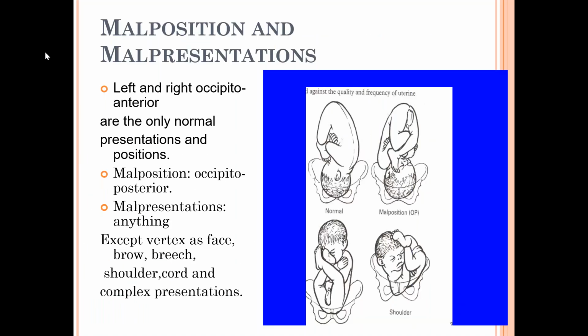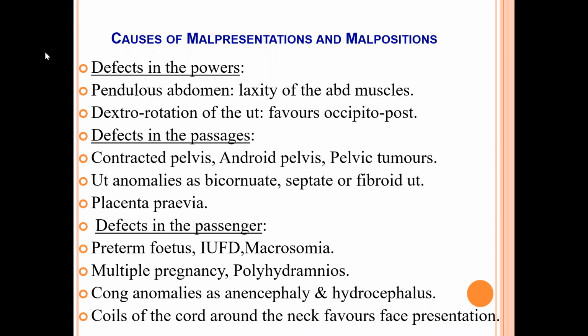So in malposition and malpresentation, what is the main difference? In malposition, we have the occipital posterior position, in which the presenting part is vertex, and if we have anything other than vertex, then it's a malpresentation. In malposition, we have the cephalic part in the lower part with the vertex as the presenting portion. Malpresentation can be anything like face, brow, breech, shoulder, cord, and complex presentation.